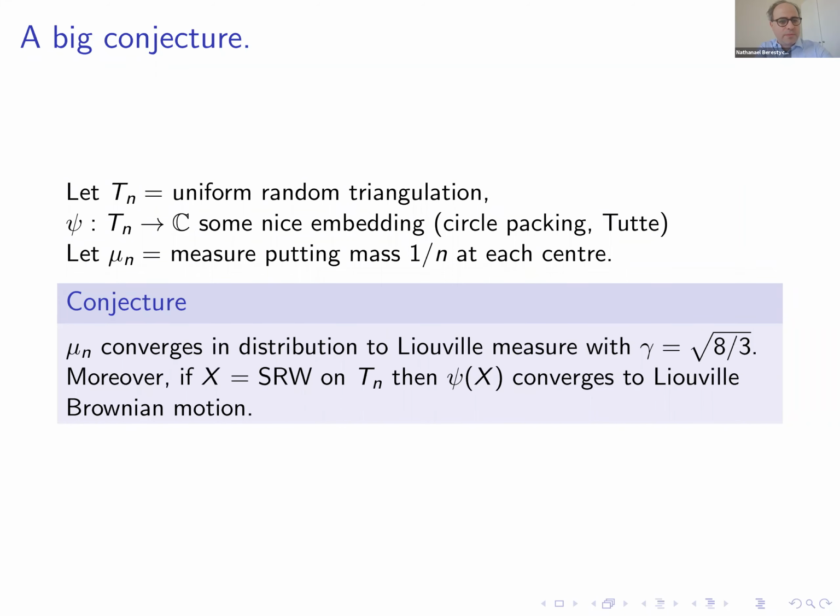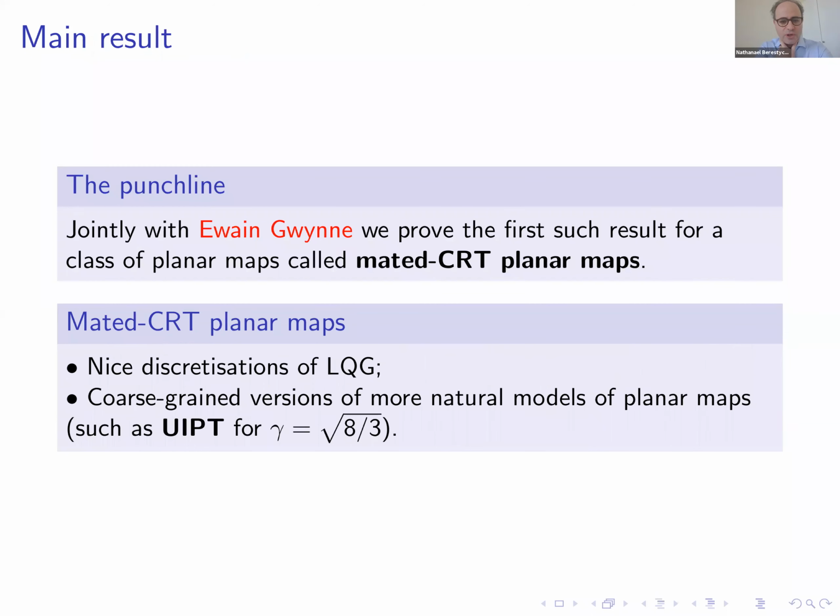So I can tell you the punchline of our work that I've been trying to advertise since the beginning. This is joint work with Ewain Gwynne from Cambridge, as I said. And this is the first work in which such a result is obtained. The class of planar maps for which we can prove this result are called mated-CRT planar maps. I will now tell you about those. There are two nice ways you can think about them. They are actually quite different from one another.